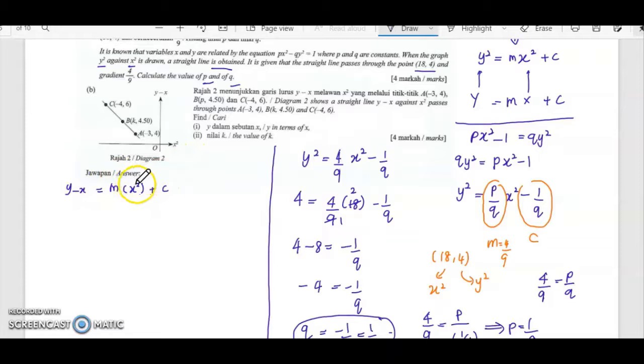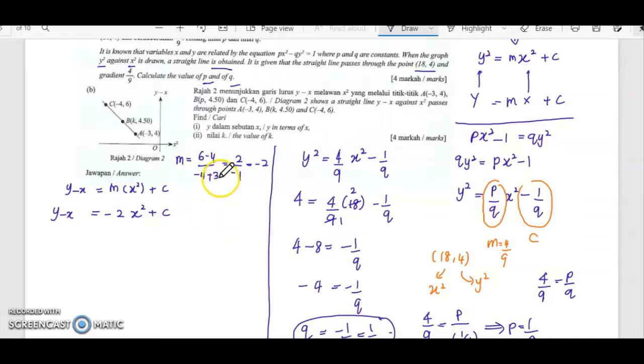Nak dapatkan m kat sini, ambil mana-mana point and then kita calculate m. So I choose point A and point C. Okay, 6 minus 4 divide with negative 4 minus 3, so get plus here. So 2 over negative 1, so that is negative 2 for the m. So we already have the value for m here, which is negative 2 x squared plus c.